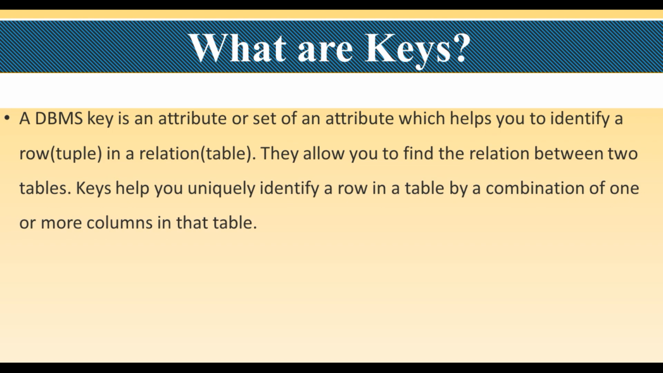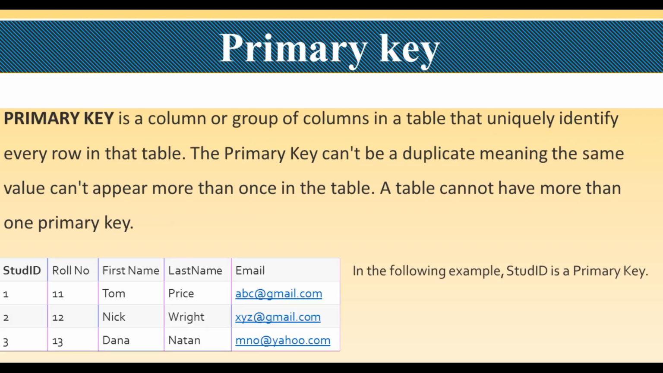So whenever we use the connection between these two tables, it is termed as what? Keys. So here a key helps you to uniquely identify a row in a table, in a combination of more columns in a table. Now we can consider how many types of keys there are.